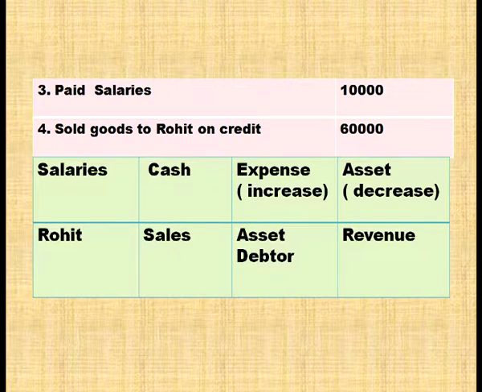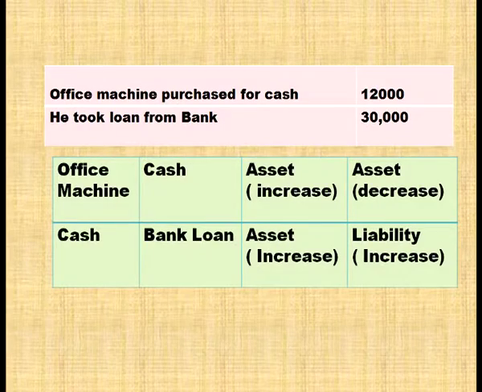Sold goods to Rohit on credit. Credit transaction. Debtor increases. Rohit is a debtor. Debtor can be included under asset account. When asset increases, it will be debited. So Rohit's account is debited. Sales, revenue for the business. It can be included in revenue account. So when revenue increases, it will be credited. So sales account is credited. Rohit, debit, sales, credit.